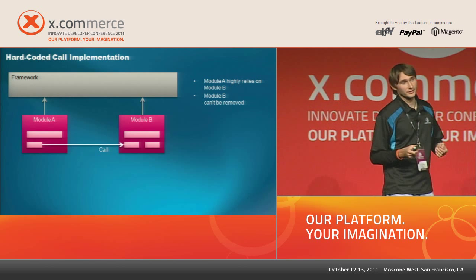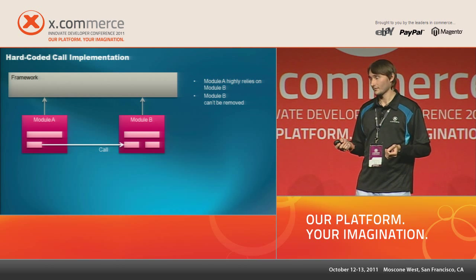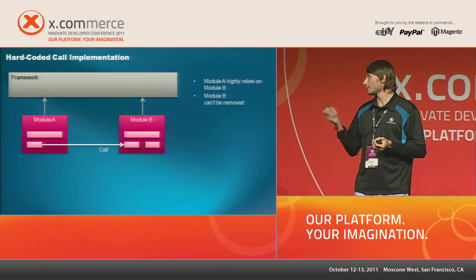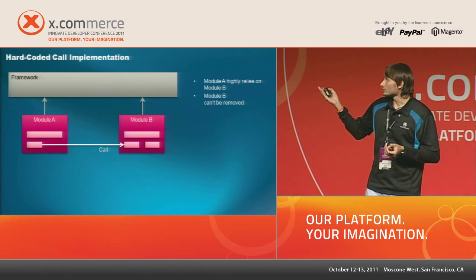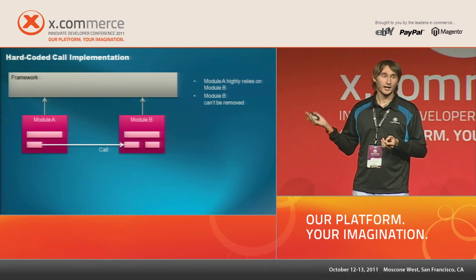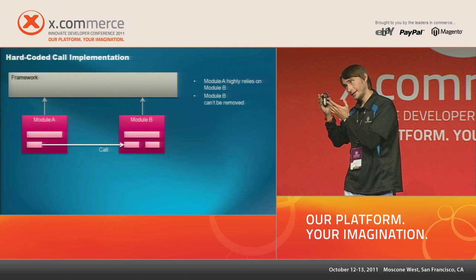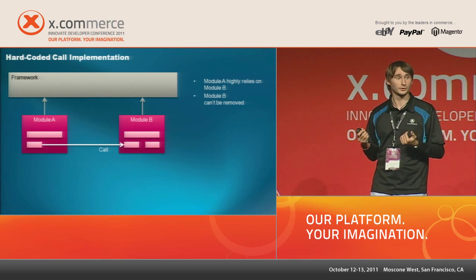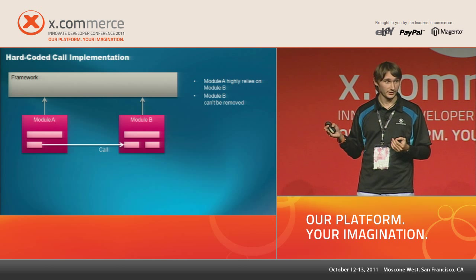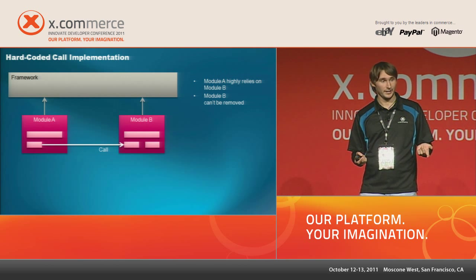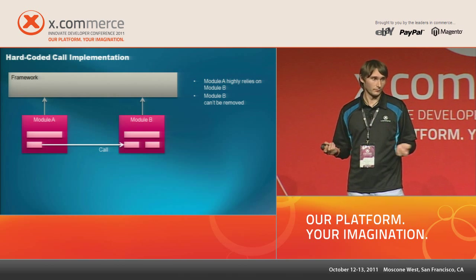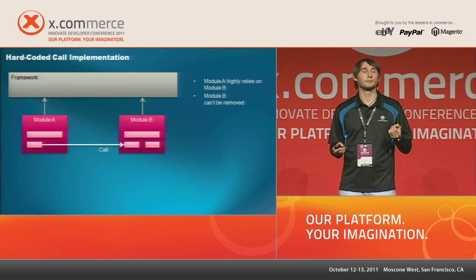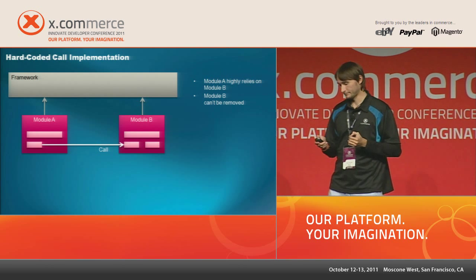So what is wrong with such an implementation? It looks fine, but it has some downsides. For example, it's easy to see that module A highly relies on even the presence of module B in the system. So it's even impossible to remove module B from the system without breaking module A, which is obviously not good. So let's think how this implementation can be improved.